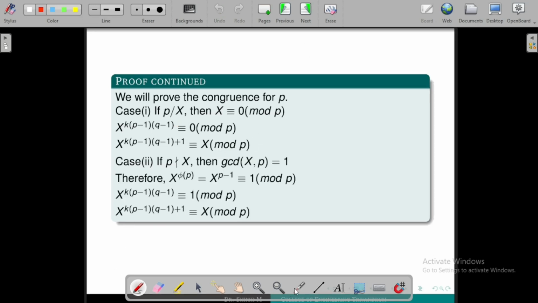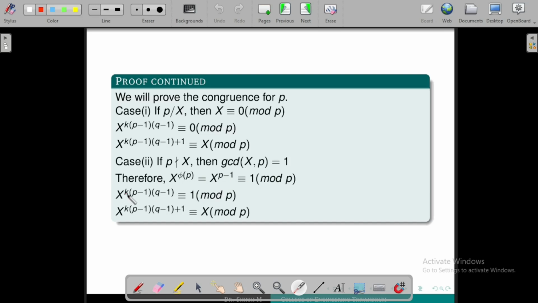Now case 2: P doesn't divide X. P is a prime and that is not a factor of X. It means that the greatest common divisor of X and P is 1. That is, there are no common factors for P and X. The only common factor is 1. Therefore, by Fermat's theorem, you know X to the power phi of P is congruent to 1 mod P, and phi of P is P minus 1. Phi of P means the number of integers less than P and relatively prime to P, so the number is P minus 1. So we have the relation X raised to P minus 1 congruent to 1 mod P.